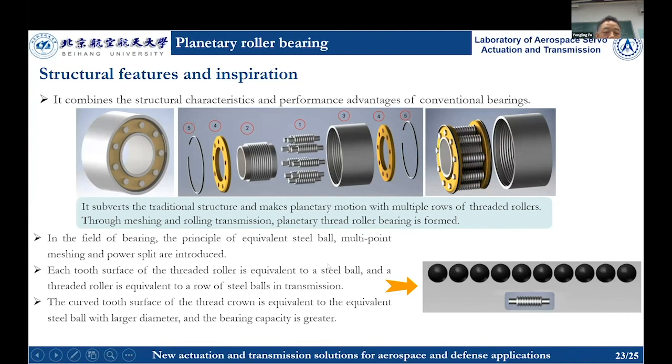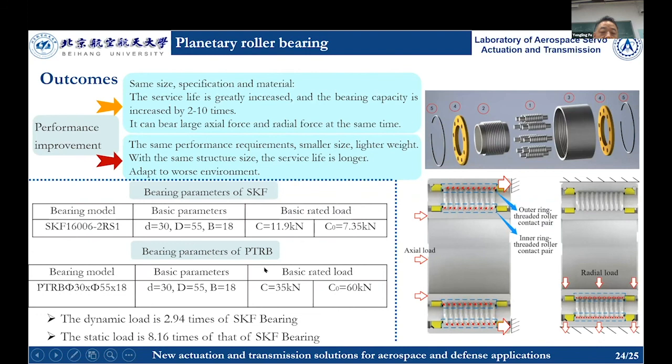In the field of bearing, the principle of equivalent steel ball, like this, multiple point measuring and power split are introduced. Each tooth surface of thread roller is equivalent to a steel ball, and the thread roller is equivalent to the row of steel balls in transmission. The curved tooth surface of the thread crown is equivalent to the equivalent steel ball with larger diameter, and the bearing capacity is greater. This is the result of comparison between the SCAF and the PTRB.